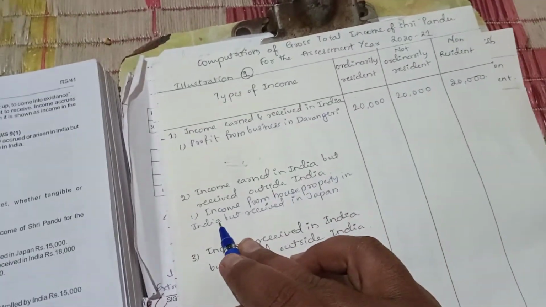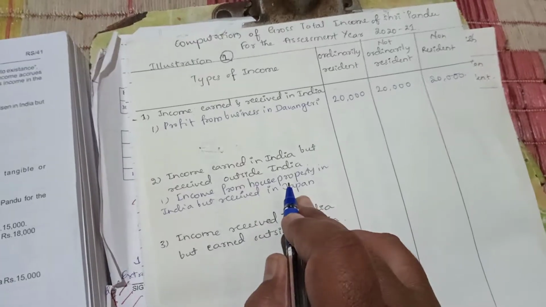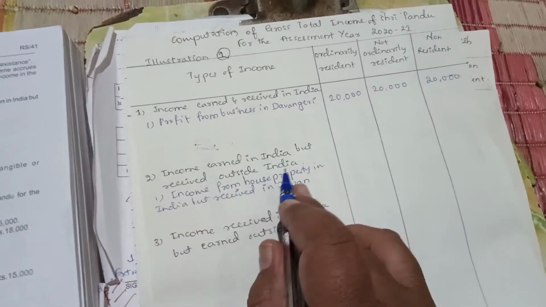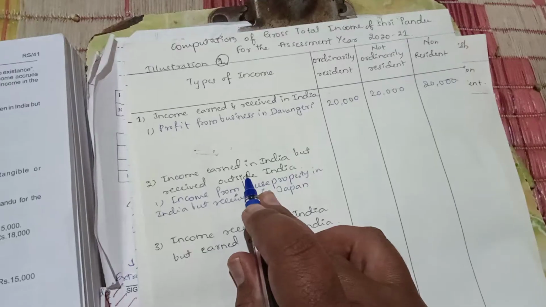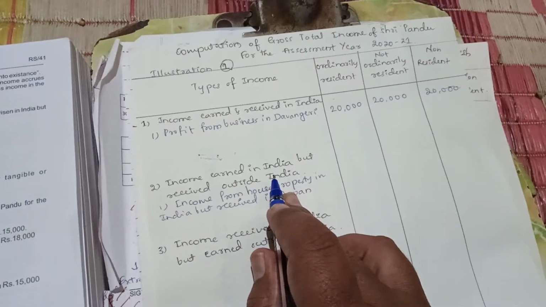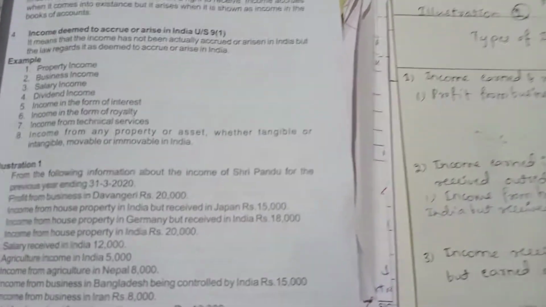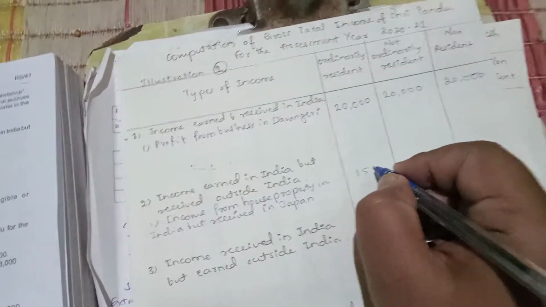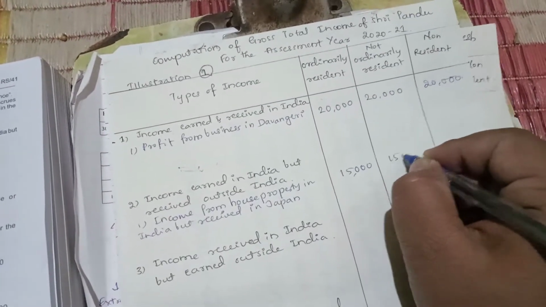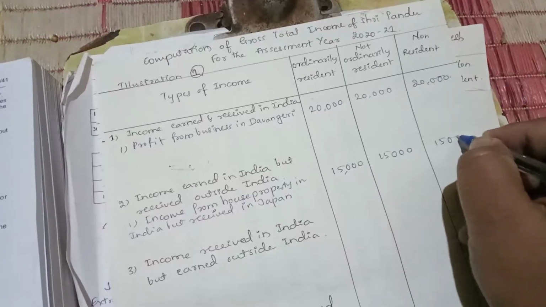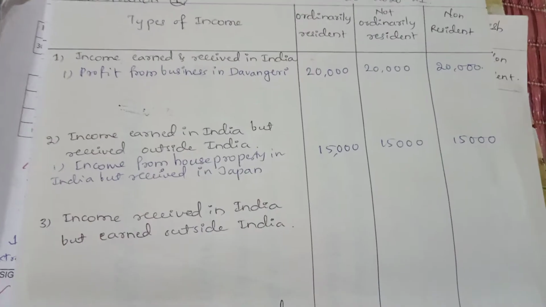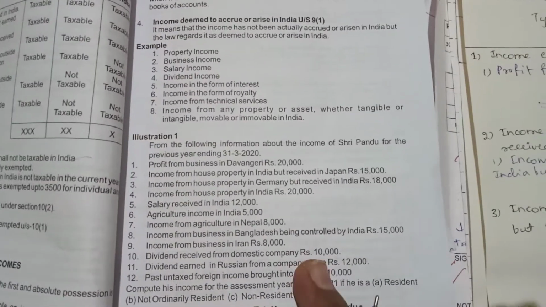Accrual of income is in India. Receipt of income is in Japan, in the sense outside India. That is why under this source of income also it is going to be taxed in all the types of the assessee. That is why income earned from the house property is rupees 15,000. It is going to be shown in all the three columns, 15,000, 15,000 as well as 15,000. And what is the third item?